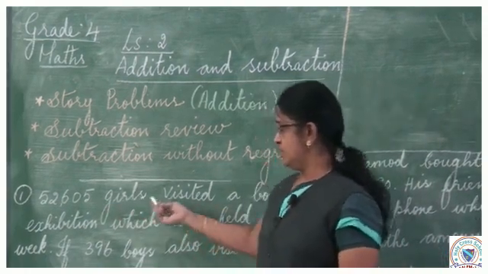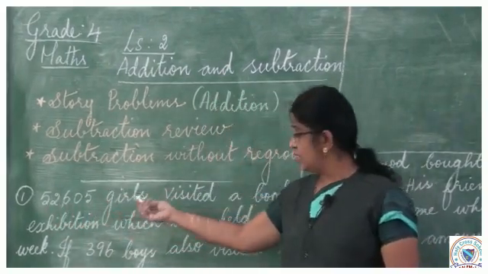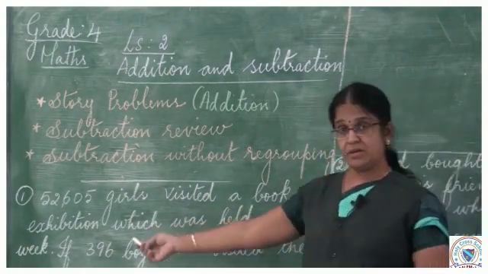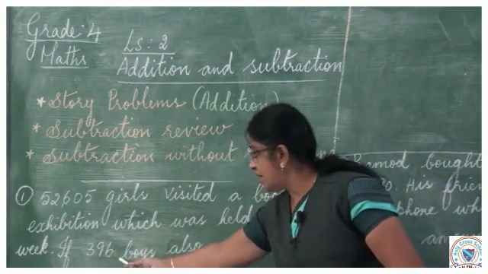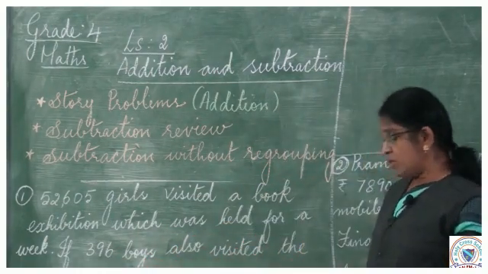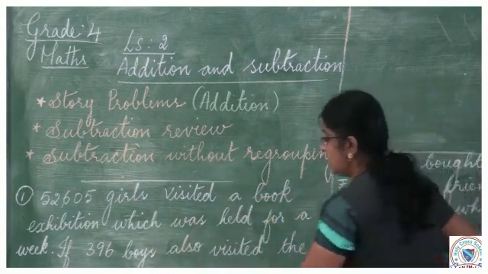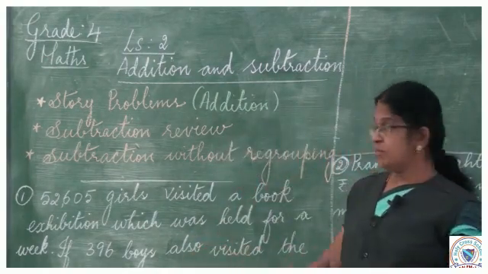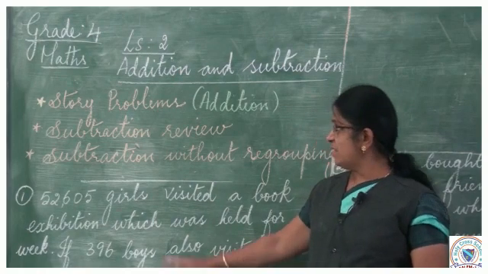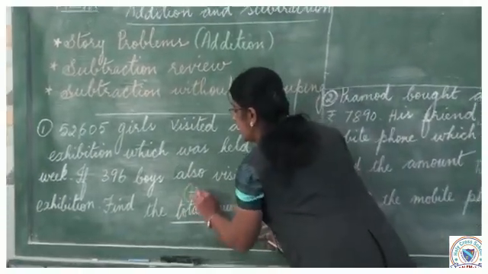See, here you have the question. Read the question first. 52,605 girls visited a book exhibition which was held for a week. If 396 boys also visited the exhibition, find the total number of visitors. So, read the question and understand first, and you see the word total here. In the previous video itself, I taught that the word total is related with addition. So, when you get the word total, you have to do addition.